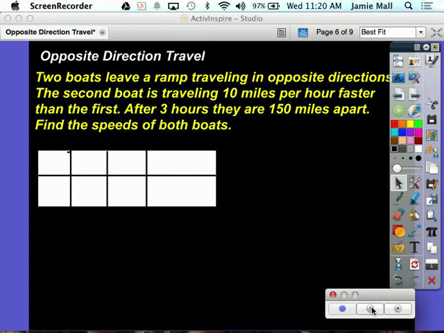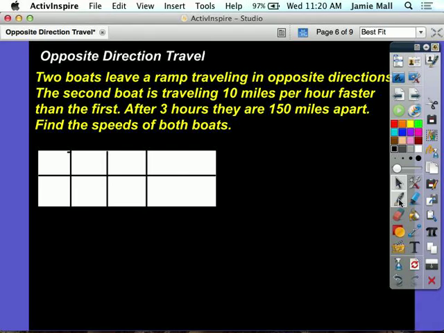Okay, we are on our last rate time distance problem today. We are going to be looking at opposite direction travel problems, just like we did in class today. I wanted to have a little sample for you guys so that if you need any extra help at home, you know what to do. All right, here are opposite direction travel problems.